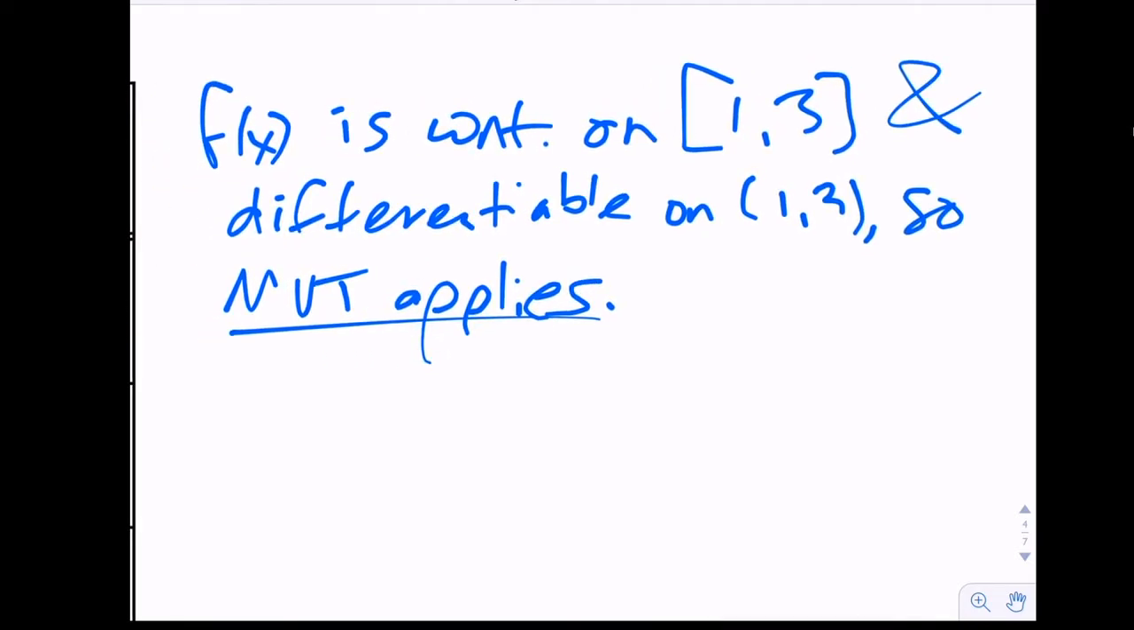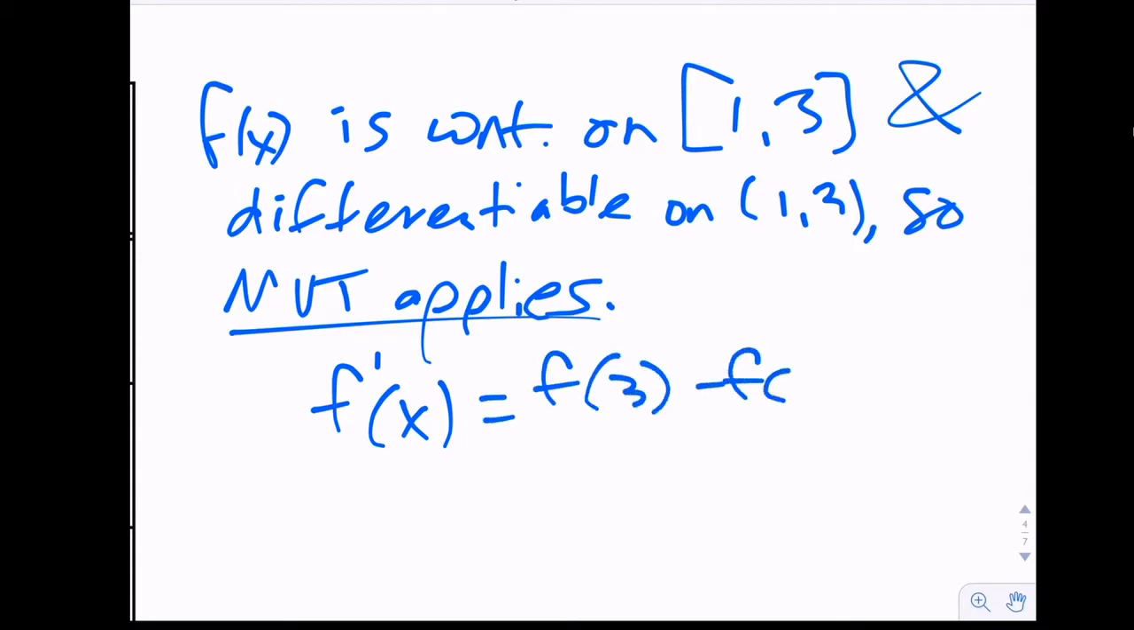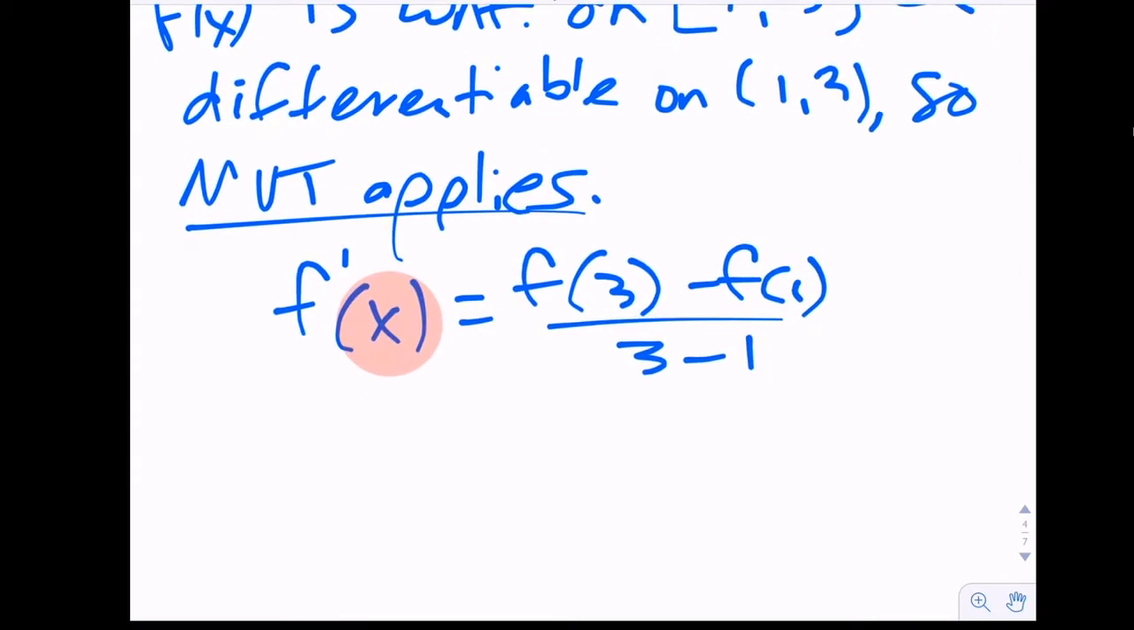All right, let's find the average rate of change. We know that f prime of x has to equal f of 3 minus f of 1 over 3 minus 1. Somewhere between 1 and 3, there's an x value that makes it work. Now, do you have to call it c, or can you leave it as x? You can leave it as x, okay? But we're just saying the derivative equal to the average rate of change.